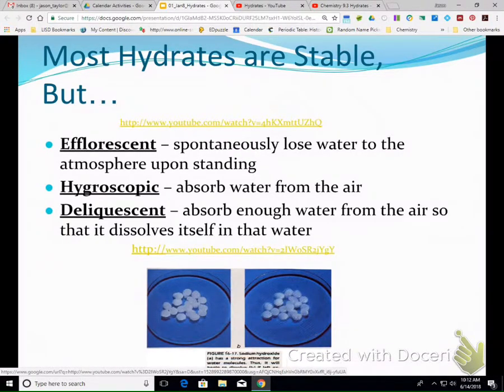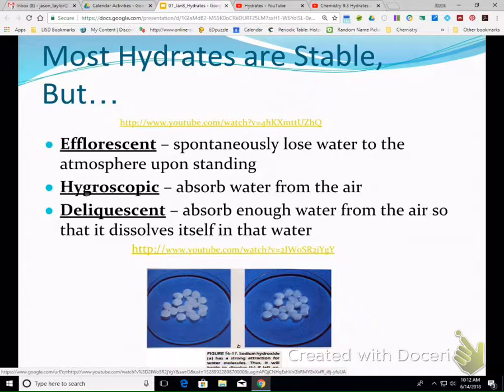Okay, so hydrates are really stable. That's why they form in the first place most of the time. And they do so by sucking up water out of the atmosphere. Well, that's at least the minimum. They could suck up water from anywhere, but they do it usually from water in the atmosphere. So we have some terms here that help us describe hydrate behavior. If an ionic compound or a hydrate is efflorescent, it spontaneously loses water to the atmosphere, and that's a little unusual. Normally that doesn't happen because the hydrates are pretty stable.